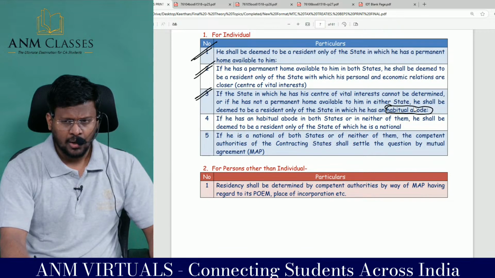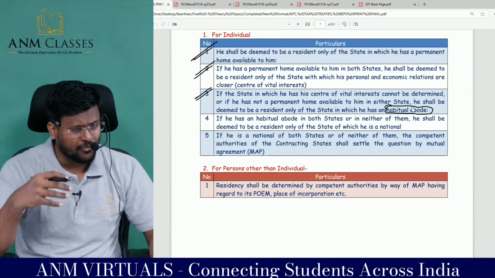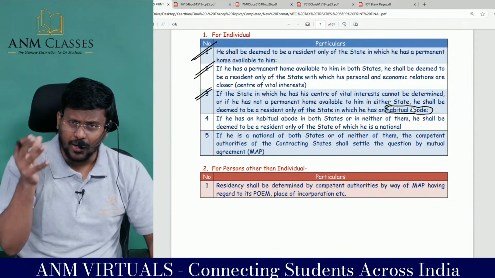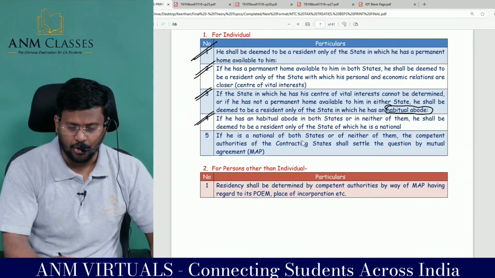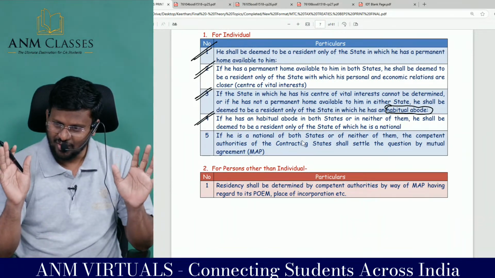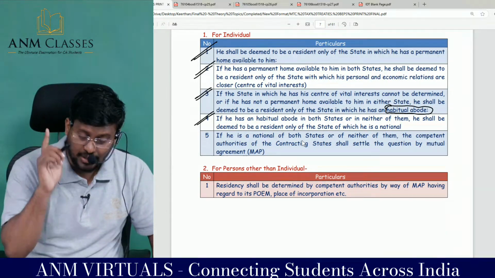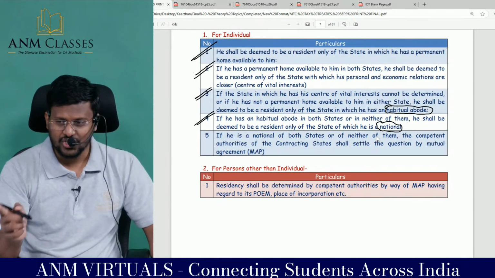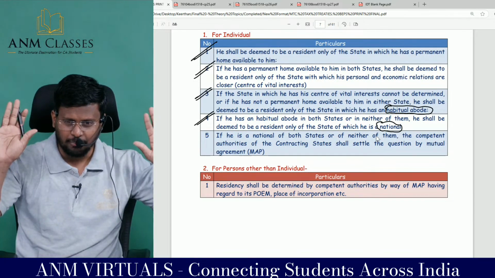Habitual abode. Where you are habitually staying, where you are habitually spending your time, where you are doing business, where you are habitually spending more time in the country. If he has a habitual abode in both the states or in neither of them, he shall be deemed to be a resident only of the state of which he is a national. Check in which country is the citizenship. National. Sir, I am a national of both the countries.